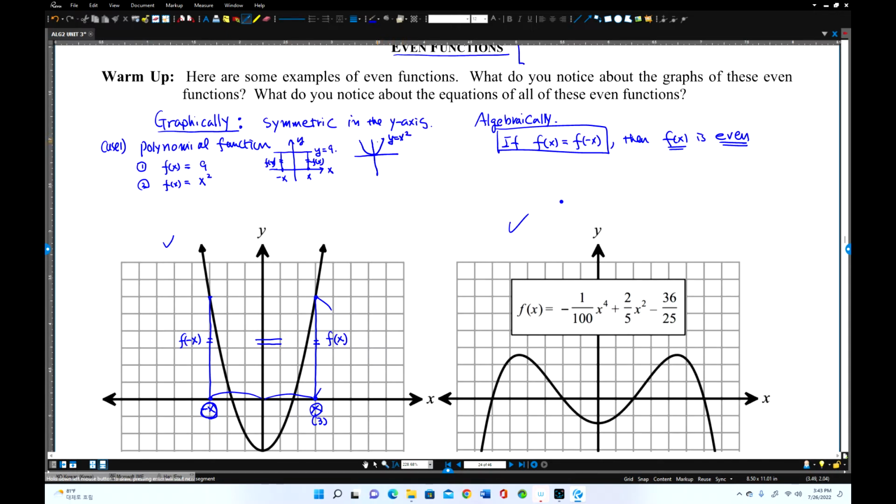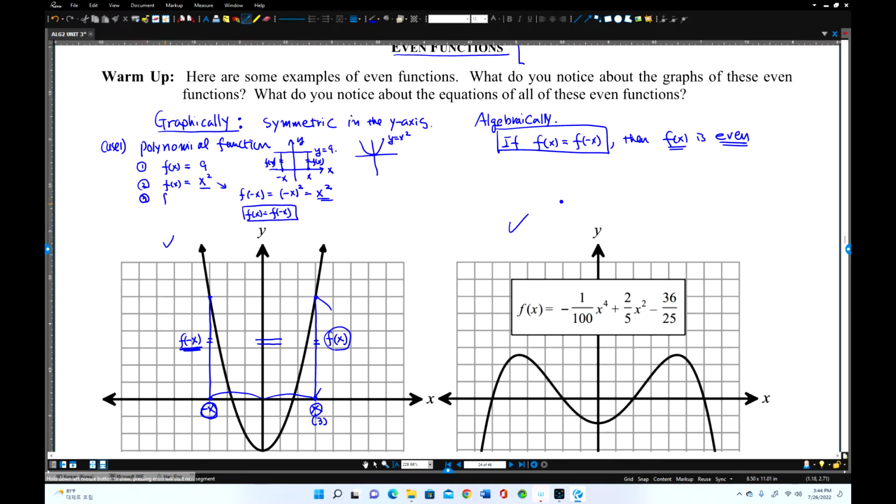We can see from the graph that it is symmetric in the y-axis. Or you can prove this algebraically. How can you prove this? Check f of negative x. You already have f of x here, now check f of negative x. Put negative x into the x again. Negative x squared is equal to negative times negative, positive x squared. This is the same thing, this is f of x. So we can see that f of x is equal to f of negative x. That is it, even functions.